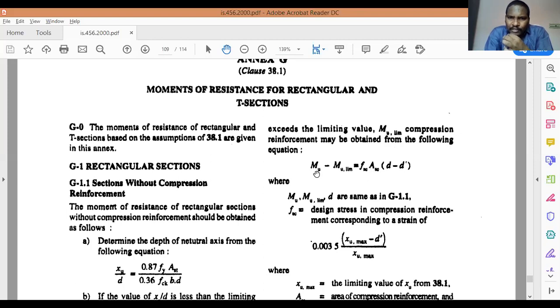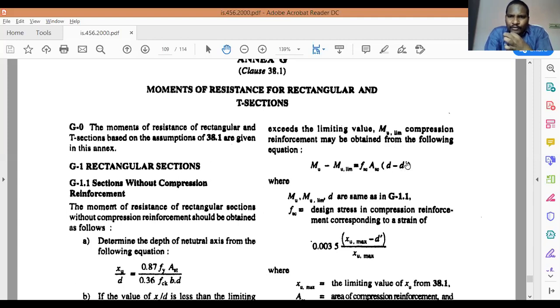That means we know the design moment, we know the Mu limit value. I'll tell you what Fsc is. Fsc is nothing but the stress in the steel. Then we know the d value, the effective depth. d dash is the cover that you provided on the compression reinforcement, the total cover.